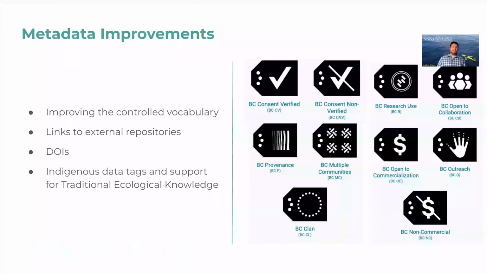What's next? We're looking to improve our metadata. We want to control our vocabulary a little bit more. This will help in finding data sets on down the road. We're expanding our ability to link to external repositories, and we're creating digital object identifiers for those publication needs. We're also investigating how to put in indigenous data tags to help support the traditional ecological knowledge that some of our users are wanting to supply us with.